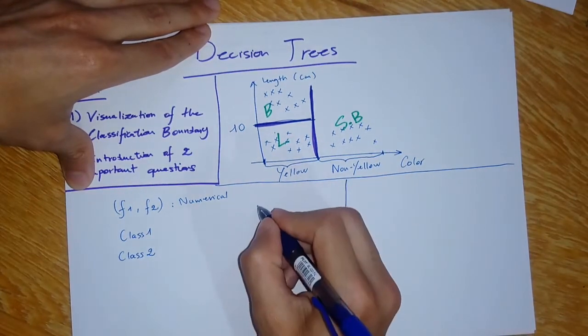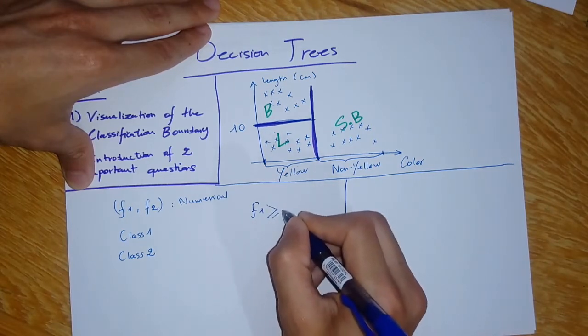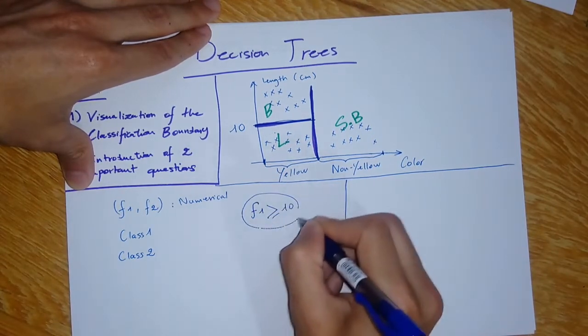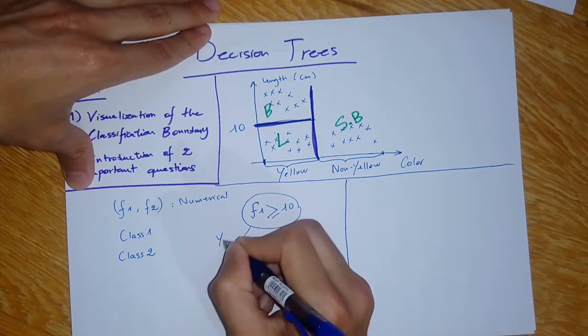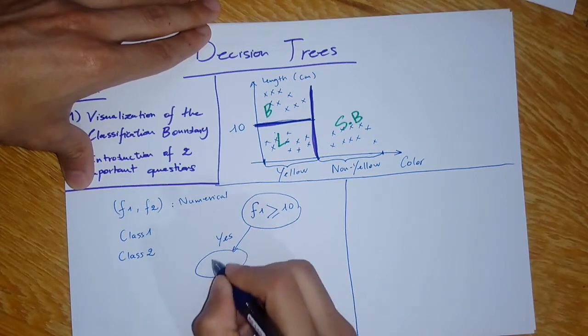So let's say, for example, that the first question is: is F1 higher than 10? Well, if the answer is yes, then I would say, well, this is class 1.